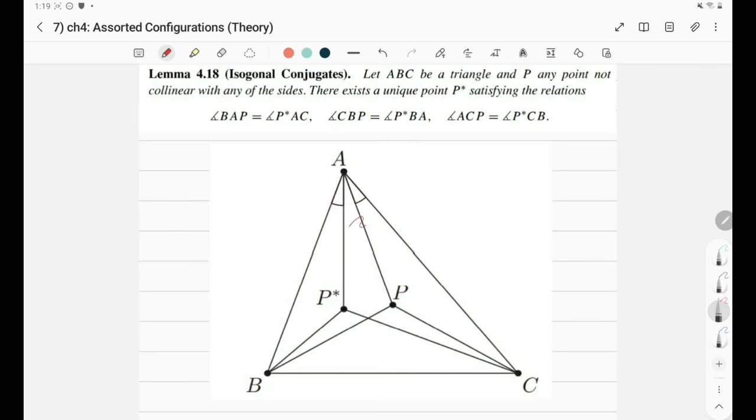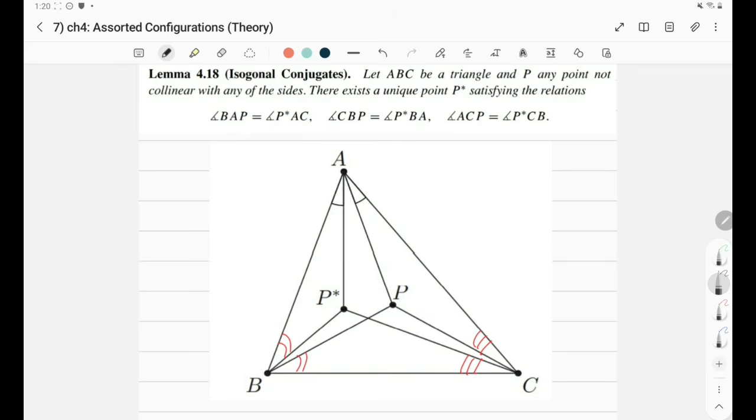So you can say that AP is the reflection of AP asterisk over the angle bisector, right? If you just draw the angle bisector here, then this angle here is equal to this. Same thing for this one here. So we also know this is equal to this, and we also know that this is equal to this. So basically it tells us that there exists such a point that has these three angles equal to the opposite three angles, and we call such a point the isogonal conjugate of the point P.